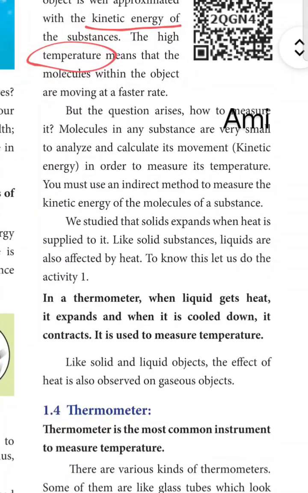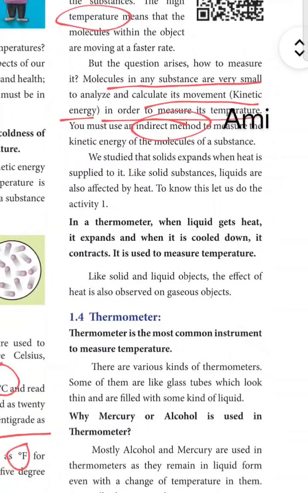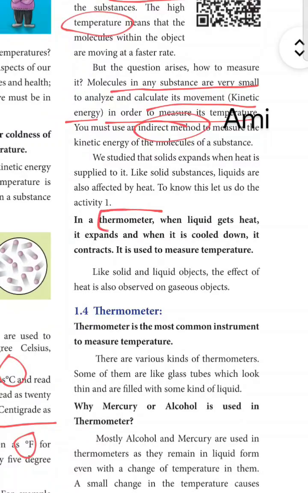But the question arises, how to measure it? Molecules in any substance are very small, so calculating their kinetic energy or movement is difficult. So in order to measure temperature, you must use some indirect method to measure the kinetic energy of a substance. So how do we do that? We use an instrument known as a thermometer.